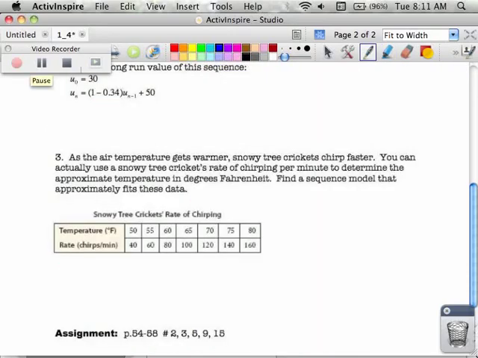So let's work backwards. Let's look at number 3 first. In number 3, they talk about the air temperature, and as it gets warmer, crickets chirp faster. And you can use a snowy tree cricket's rate of chirping per minute to actually figure out the approximate temperature. So in this table, we have the temperature in degrees Fahrenheit. Notice that it jumps by 5 degrees each time. And then we have the number of chirps.